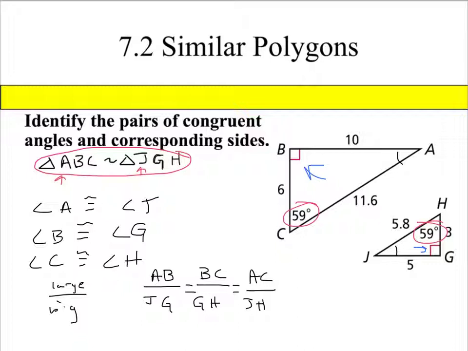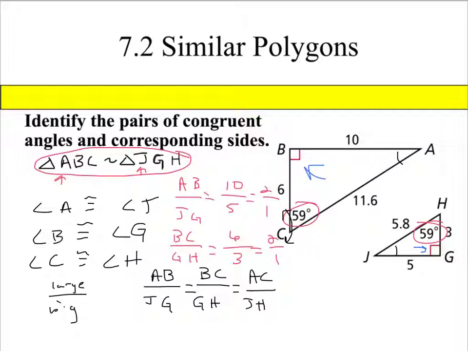So for instance, if I look at AB over JG, that is the same thing as saying 10 over what? What corresponds with JG? That's going to be 5, which is the same thing as 2 over 1. Same thing with BC over GH, it's going to be the same as 6 over 3, which is 2 over 1. You will notice that their ratio is exactly the same. The last one, 11.6 over 5.8, is also 2 over 1. So all of their ratios are the exact same, which makes them similar.